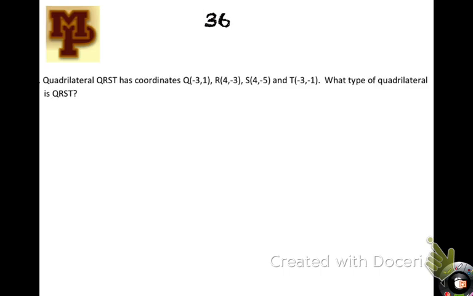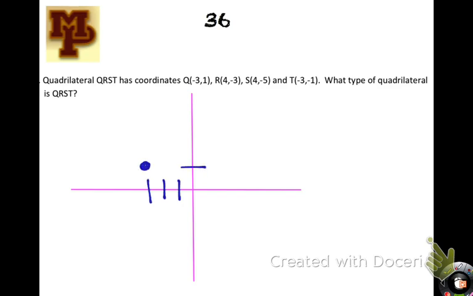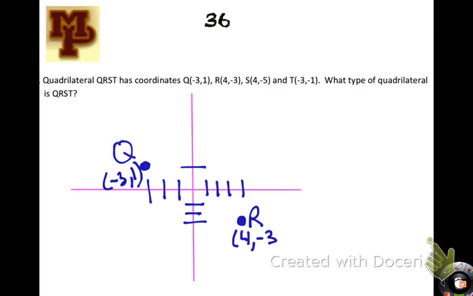Okay, this quadrilateral, we need to figure out really what it is. So I would say you should plot the points and then do some calculations to figure it out. So let's plot some points. We have -3, 1 right there. That's Q. Then we have R, which is 4, -3. And then we have 4, -5. That is S. And then we have T, which is -3, -1.